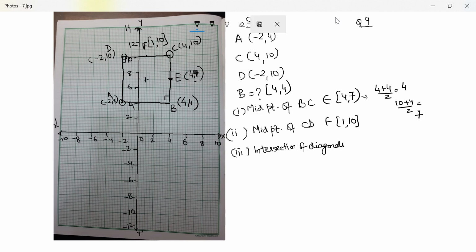And then the intersection of diagonals. Since I do not have a scale here, my diagonal may not be correct, but I will still try to make it. Let's see what the diagonal will be. The actual diagonal should be here, at 1, 7. In my example, it hasn't come like this. The line should have been something like this because I do not have a scale. This is the intersection of the diagonals. Let's name this point G. The coordinates of this point are 1, 7. So this is G, 1, 7.